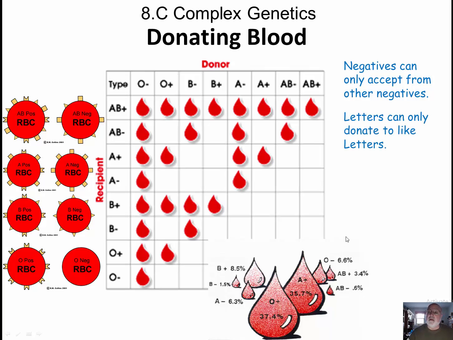Letters can only donate to like letters, so A can only donate. If you take a look at A, how does this work? A, O. If you actually look at A's, letters can only donate to like letters. A positive can accept blood from anyone. O negative can donate to anyone. So it's really nice to be on this one if you're donating. It's really nice to do this one if you're accepting.